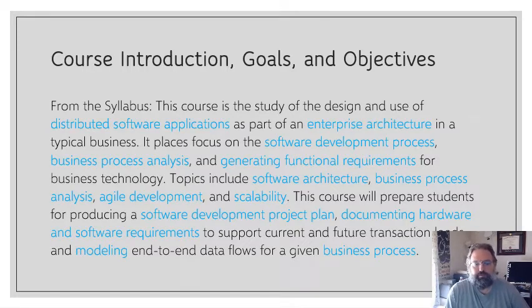This course places a focus on the software development process, business process analysis, and generating functional requirements for business technology. So it's not just a programming course, it's a very broad sort of course in the sense that we talk about a lot of softer type technology issues rather than just technology. We do talk a bit about technology, but it's not as in-depth as perhaps a computer science course might be. The topics include software architecture, business process analysis, agile development, and scalability. Kind of the whole point of distributed architectures is to enable scalability, and we'll talk more about that later on.